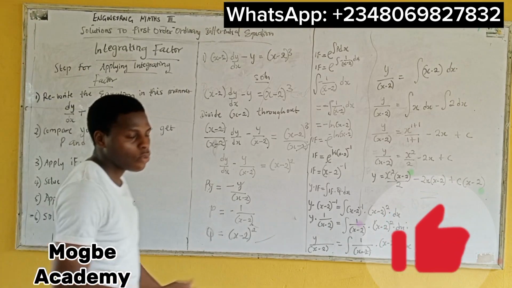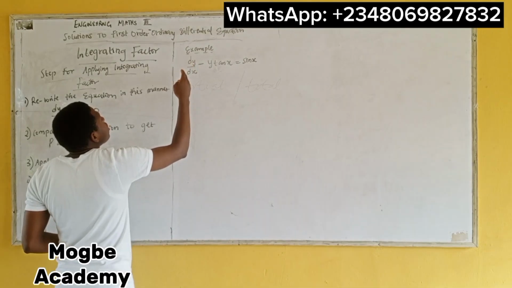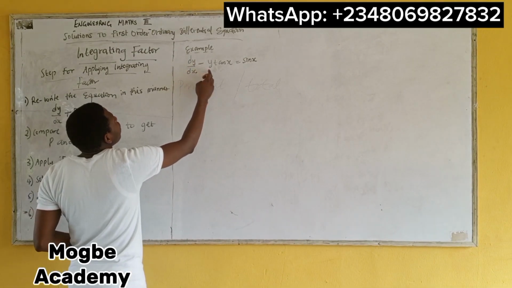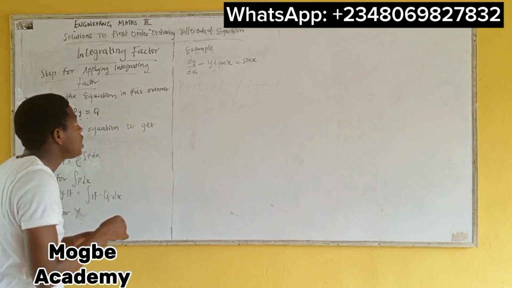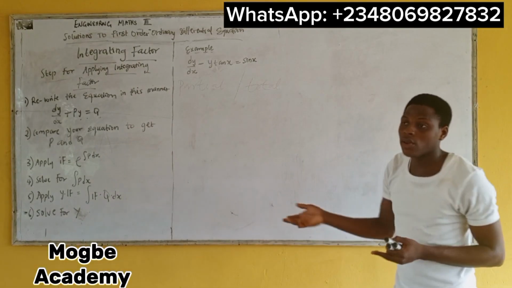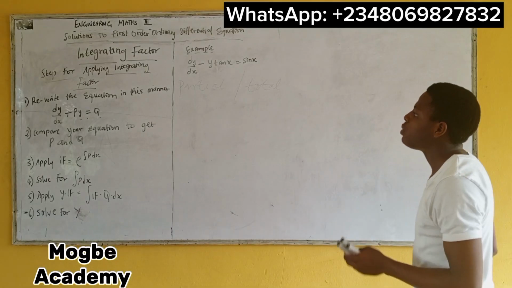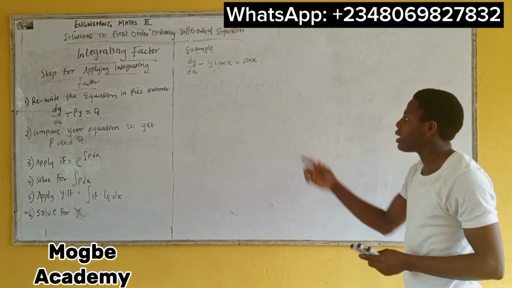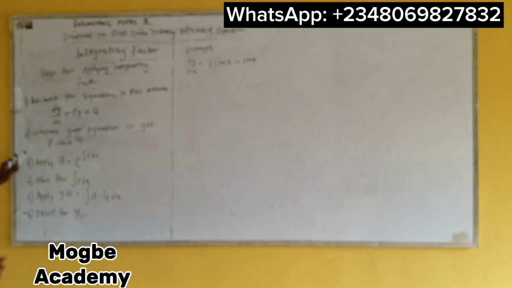Now let's take more examples for more clarification. This example says what? Dy over dx minus y tan x equal to sine x. So this is a kind of trigonometric ODE. So how do we solve this? It's the same thing. Using our steps below, the first step says what? Rewrite the equation in this manner. Now, rewriting the equation in this manner, meaning make dy dx stand alone. If you can make dy dx stand alone from this, you can solve this equation.